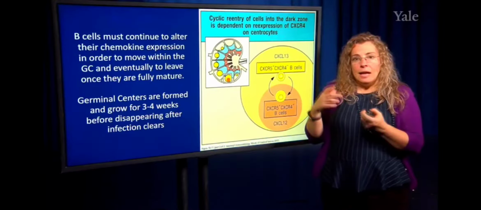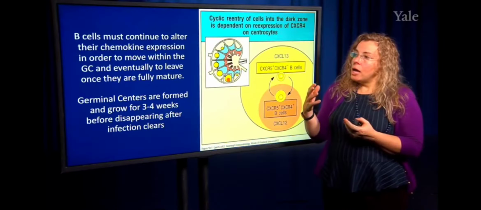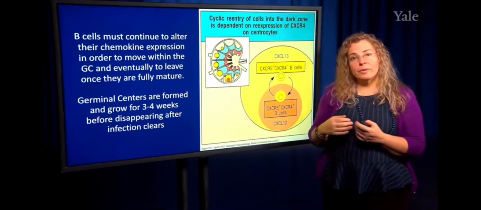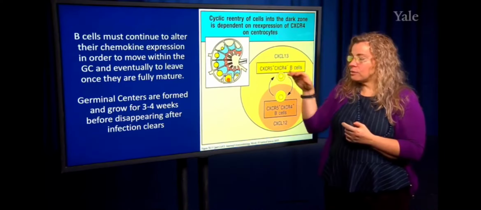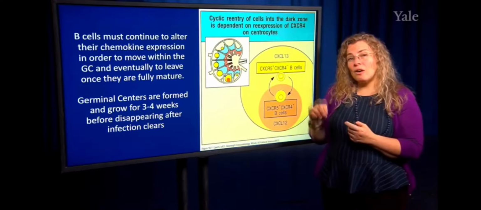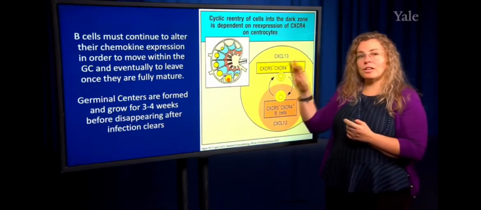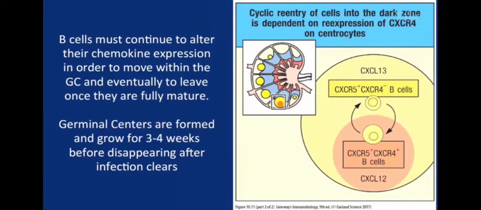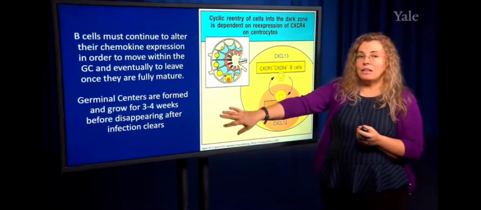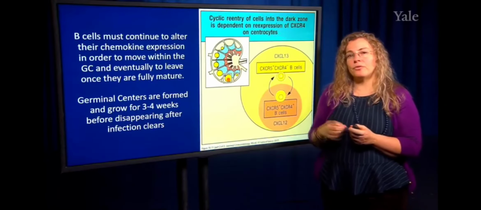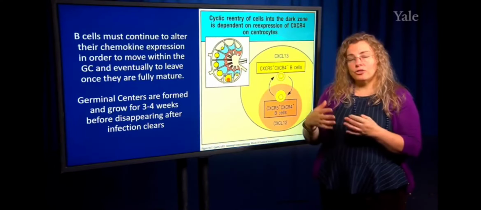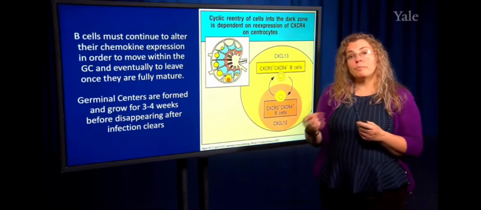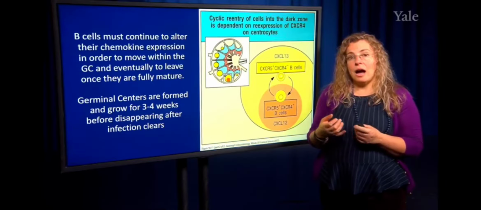Now, if the B cells are moving, even within the germinal center, from the light zone to the dark zone, remember, that also means they have to keep changing their chemokine expression because that's what's allowing them to move. Otherwise, they'd be tethered in one place or the other. So they are constantly changing what's on their surface to allow them to move. And again, germinal centers last for about 3 to 4 weeks, and then they start to resolve, and the mature B cells, the product of that, either become memory B cells or plasma B cells.